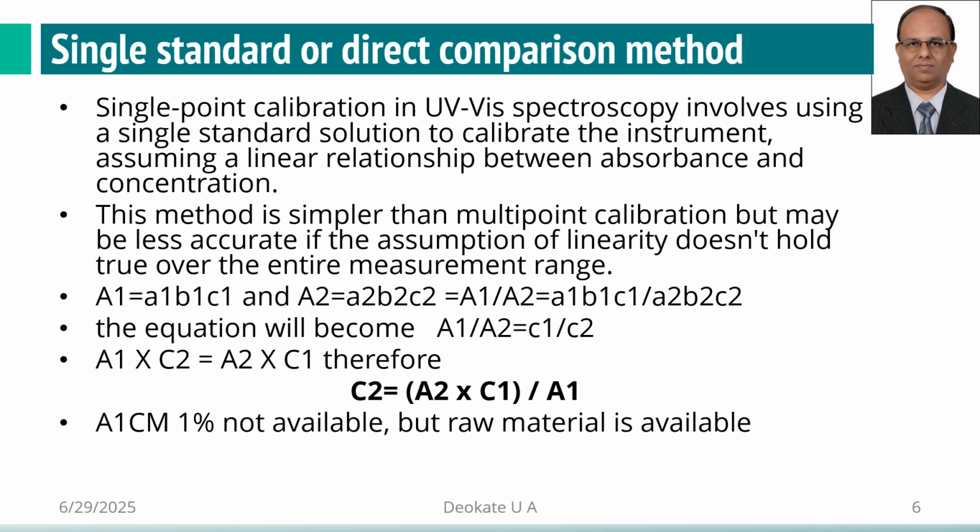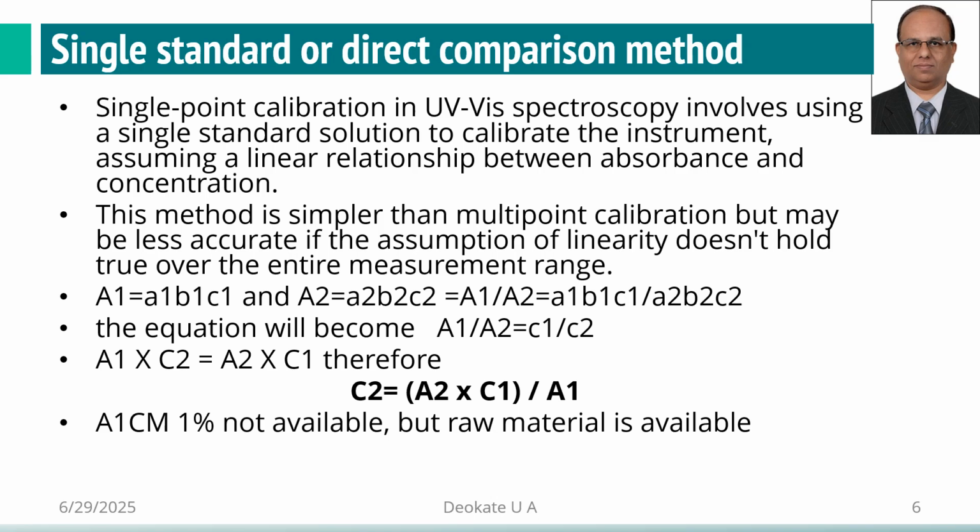If you do the cross multiplication and simplify the equation, it will be C2, the concentration of unknown, equals the absorbance of your unknown multiplied by the concentration of standard divided by the absorbance of your standard. So just by doing this, we will get the answer of your unknown concentration.